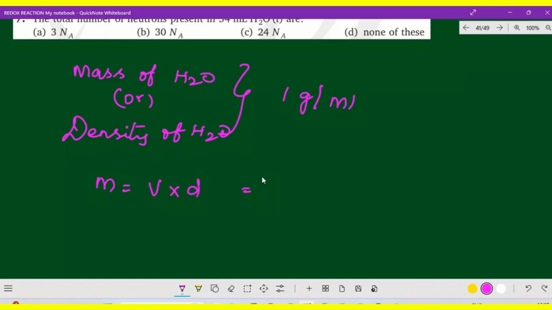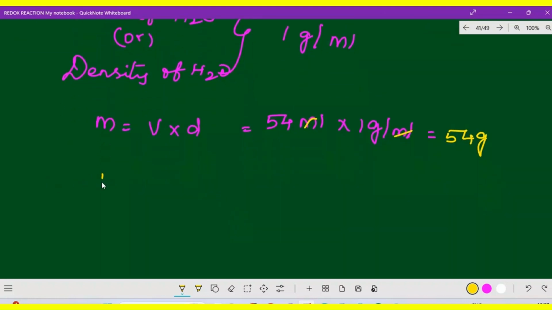Volume is 54 ml into density, 1 gram per ml. So ml will be cancelled, and you will get 54 gram. So the mass of water is 54 gram.